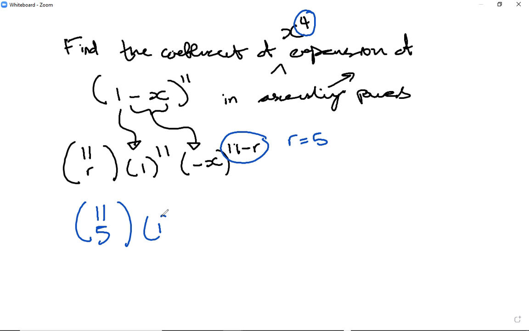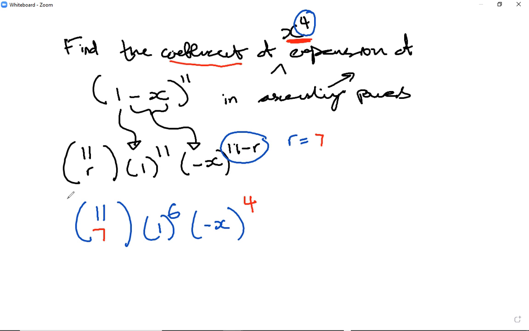11C5. 1 is still to the power of, no, 1 is going to be to the power of 11 minus 5, which is 6, but 1 to the power of anything is 1, right? And then negative x to the power of 11 minus 5 is going to equal 6. And I can't count. That's supposed to be 7, right? 11 minus 7 is going to give 4. Alright, sorry. That's going to be 11 minus 7. Because if I put 7 in there, 11 minus 7 will produce the x to the power 4 term, and all I need to do is grab the coefficient from there. That's what we want. We just want the coefficient from there.